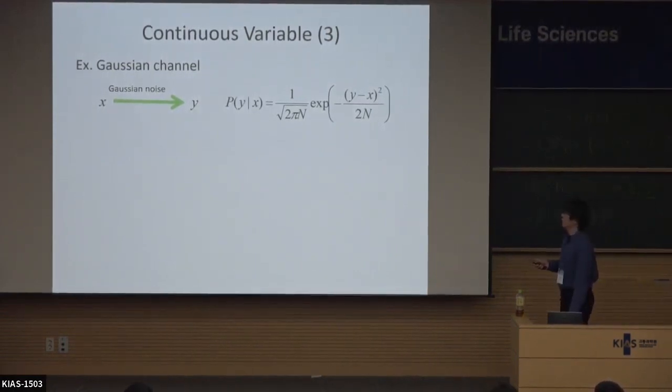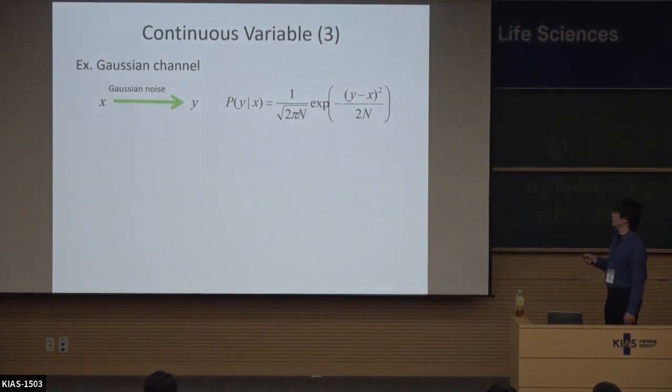We consider that the noise is given by a Gaussian distribution. So we have some original state variable x, and we have some output y. And we suppose that the probability distribution of output y is given by the Gaussian distribution like this. And this N is the variance of this distribution, and characterizes the intensity of the error or noise. Because if N is very large, then that means that the error becomes very dominant.